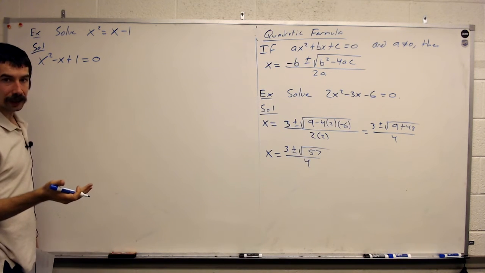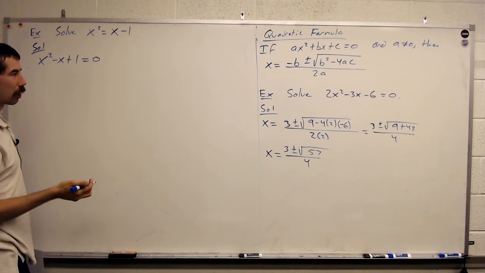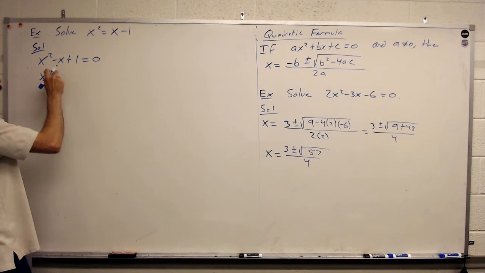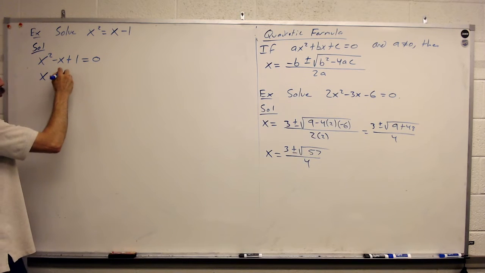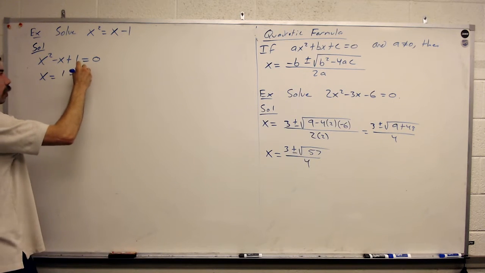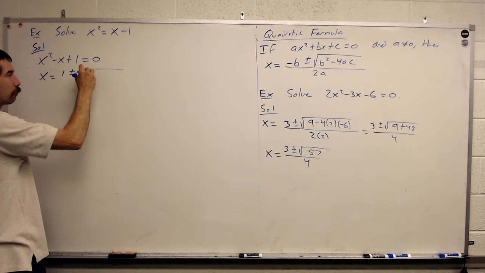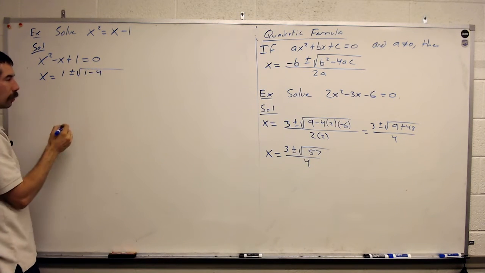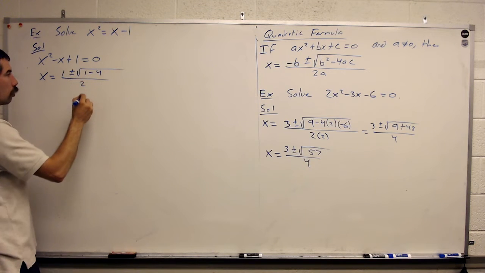Now we could try to factor, or we could just use the quadratic formula. I'm going to use the quadratic formula. So x equals, b is negative 1. So 1 plus or minus the square root of b squared, which is negative 1 squared, 1, minus 4 times 1 times 1. So minus 4 over 2.